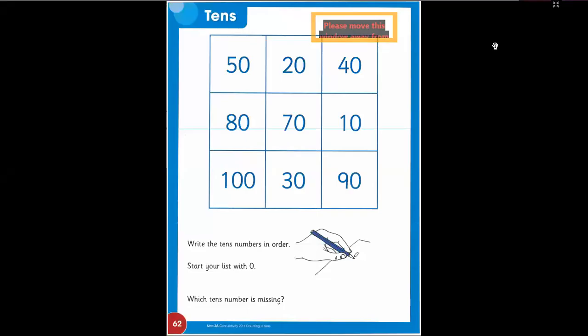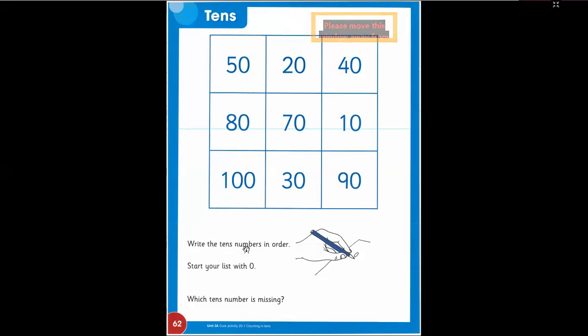Today our topic is tens and it's on page number 62. This is actually a revision topic because tens we have already discussed in detail. Any number that has zero in the end is a tens number, like 10, not more than 10. 100, after 100, it is not tens.